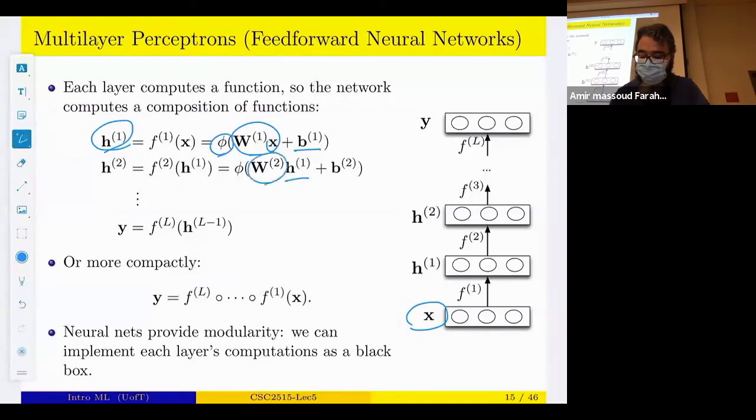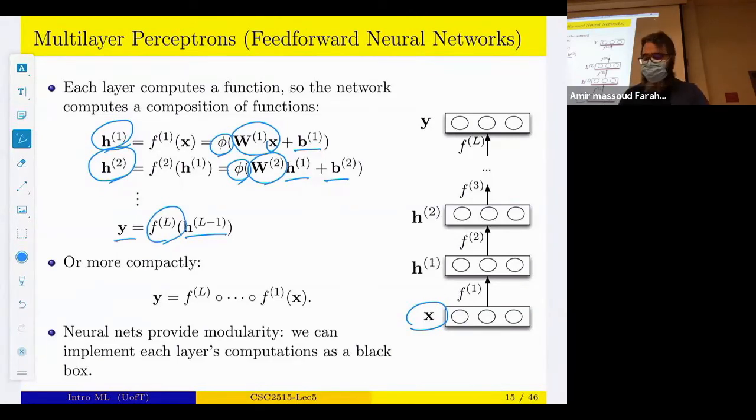Now this H1 goes to the next layer, multiplied by another weight, some bias is added, and it goes through another activation function, which may or may not be the same as the previous activation function. Here I'm using the same phi, but in general they can be different. We get H2, and we do this process multiple times until the last layer takes the input H of L minus 1, does some computation there, and generates Y.